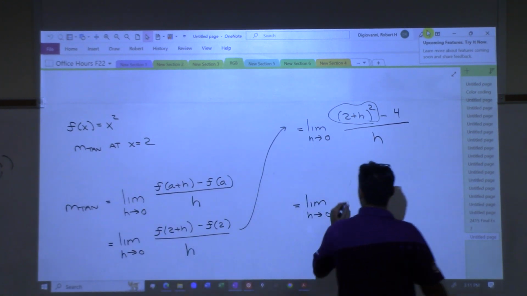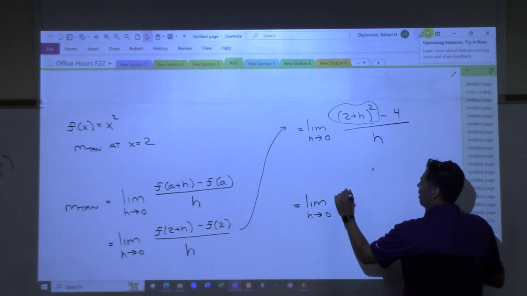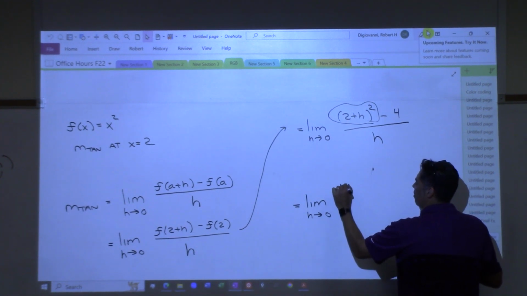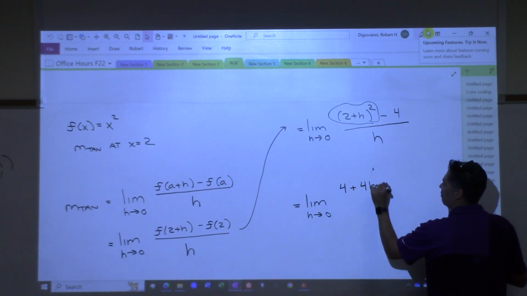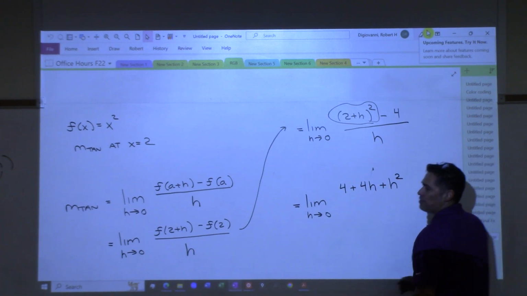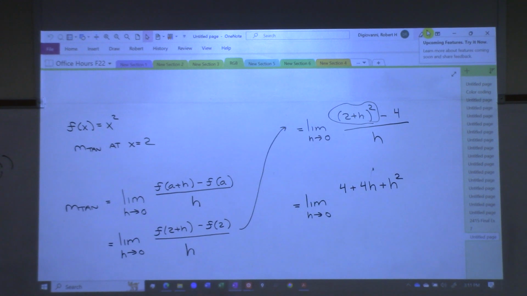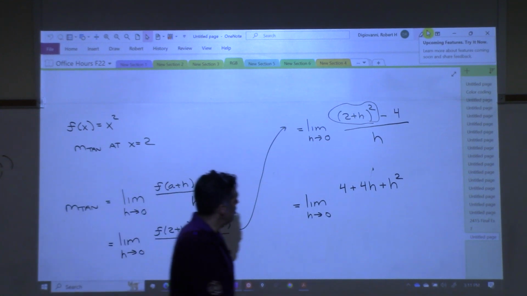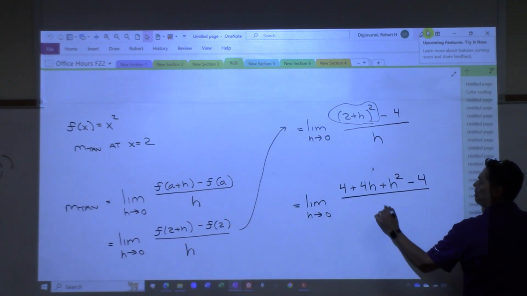What is it? h squared plus 4h plus, I'm going to write it backwards. I'm going to go 4 plus, what did you say? 4h plus h squared. That's what you would get if you FOILed this out. Combine like terms. All right, that's just the top left, right? Subtract from that what? 4? All of that over h.